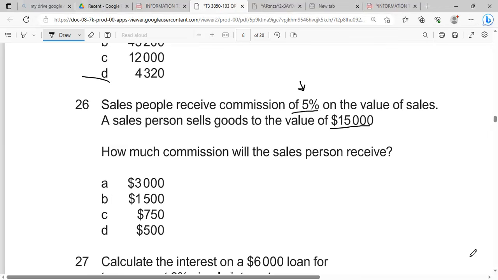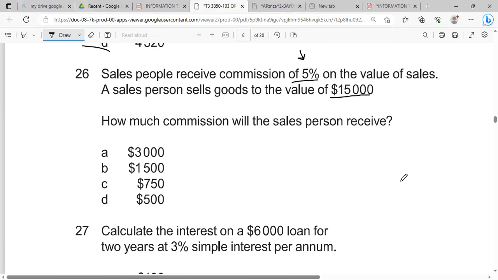Big up to the lady who gives me something to sell by commission. No base pay. All right, let's look at 26.